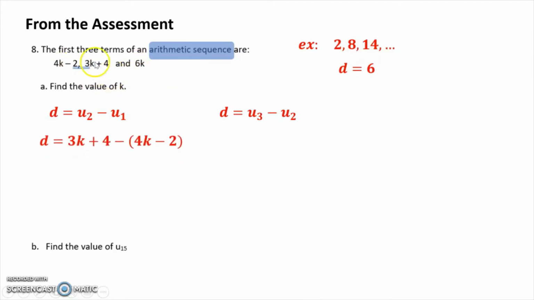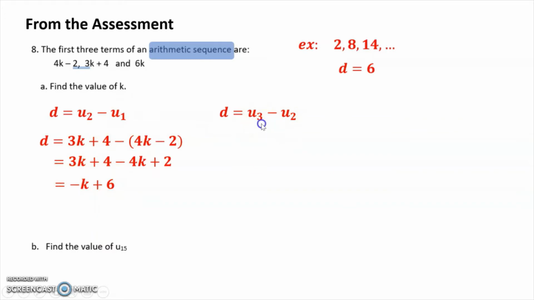So let's replace that. From our sequence, u2 is 3k plus 4. u1 is 4k minus 2. So I'm doing second term minus first term. And notice I put the parentheses. Very important we have those. Now this negative will apply to both of these parts in the parentheses. So we have 3k plus 4 minus 4k, and then a negative times a negative here makes a positive 2. Now combine like terms, 3k minus 4k is negative k, and 4 plus 2 is 6. So D equals this. That still doesn't tell us what k is.